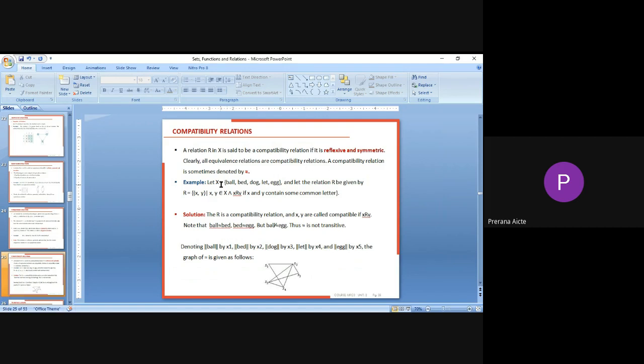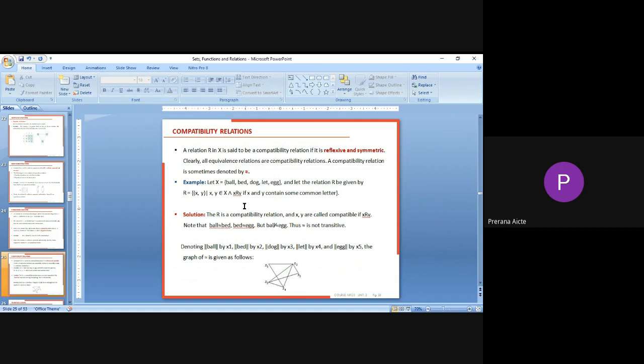That is, if you consider the set X equal to ball, bed, dog, let, egg, and the relation we are defining on this set is given by x related to y if they have some common letter. So between these words, if they have some common letter, then I can build the relation. Based on that relation, if I identify the words which have a common letter, I can build the relation like this. That is x1 ball, x2 bed, x3 dog, x4 let, x5 egg.